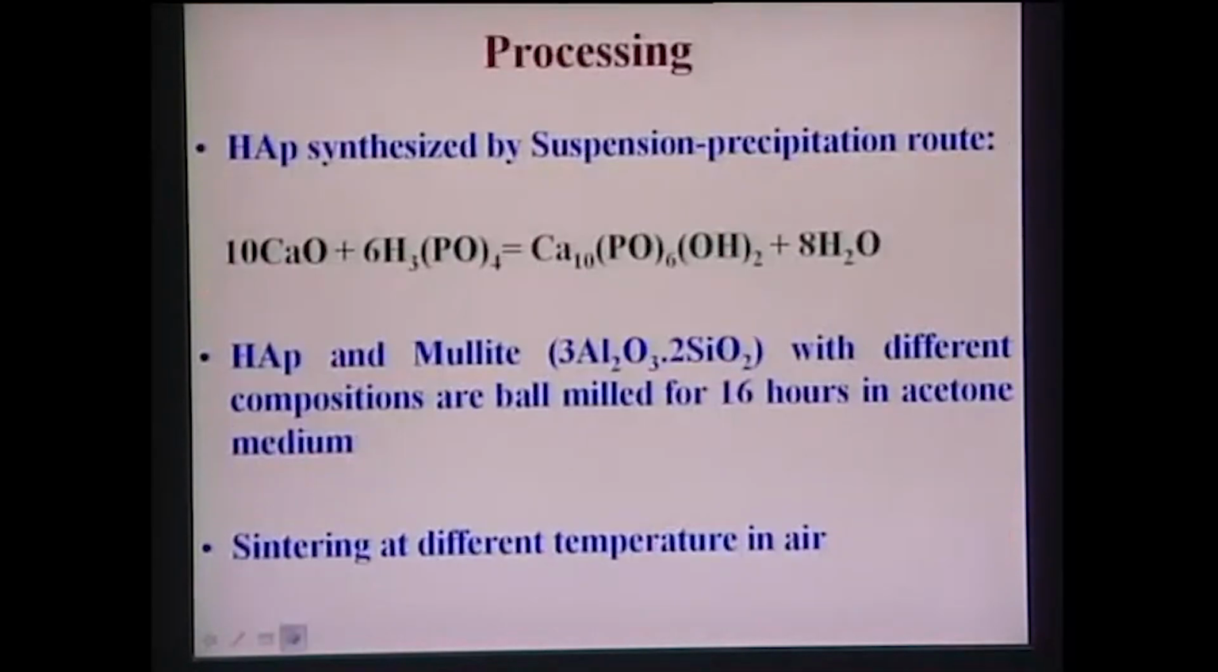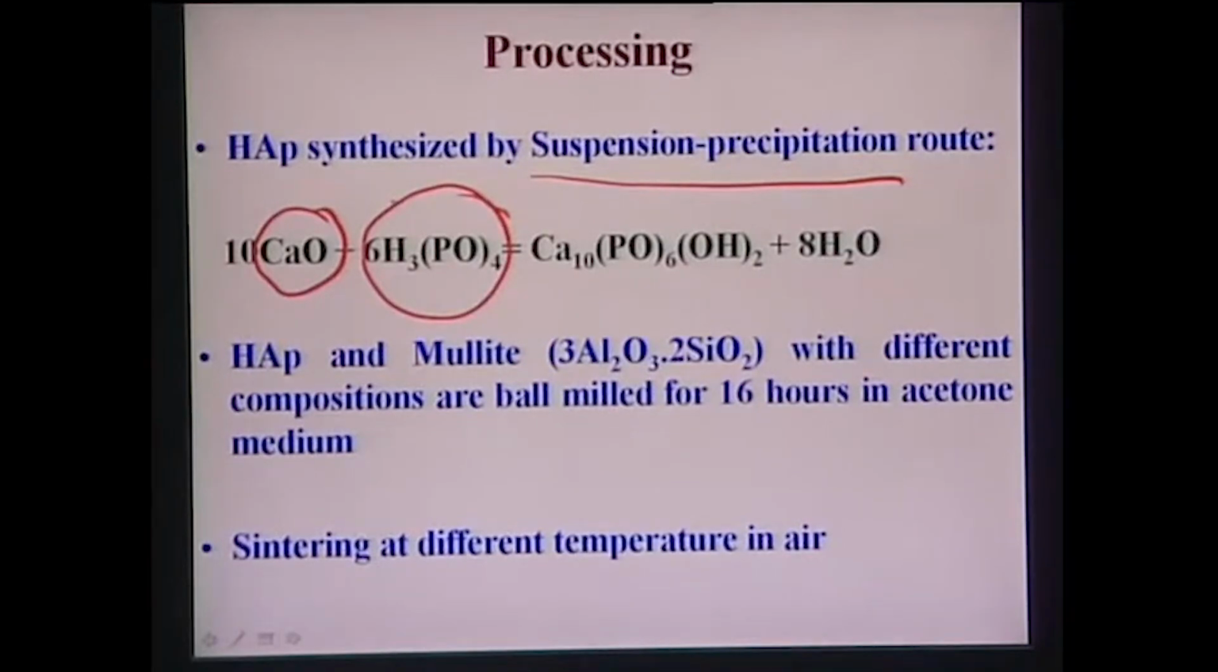Now, typically in the laboratory scale synthesis route, hydroxyapatite can be synthesized by what is known as the suspension precipitation route. Now, what is the suspension precipitation route? You can start with calcium oxide as a precursor. Another precursor can be orthophosphoric acid. You can allow these calcium oxide and orthophosphoric acid to react, and that reaction produces hydroxyapatite.